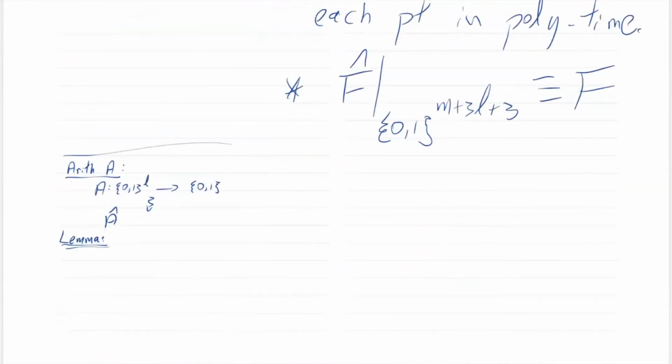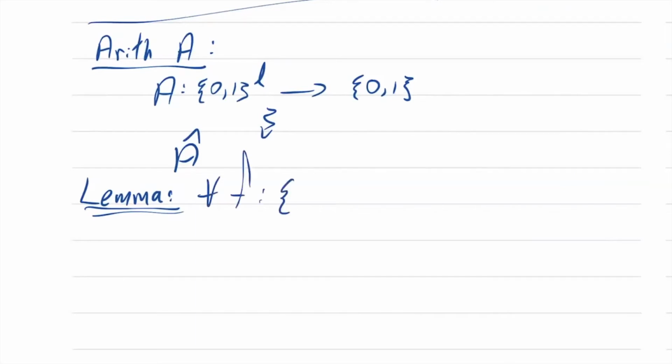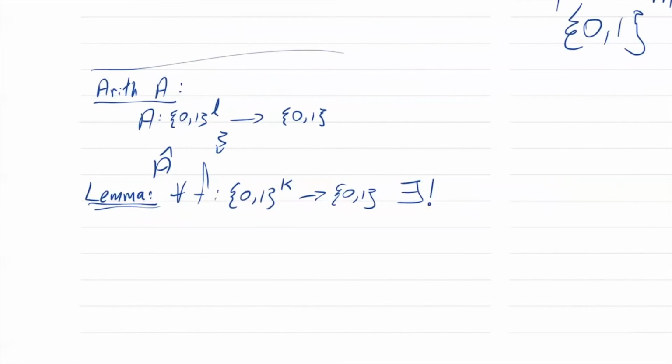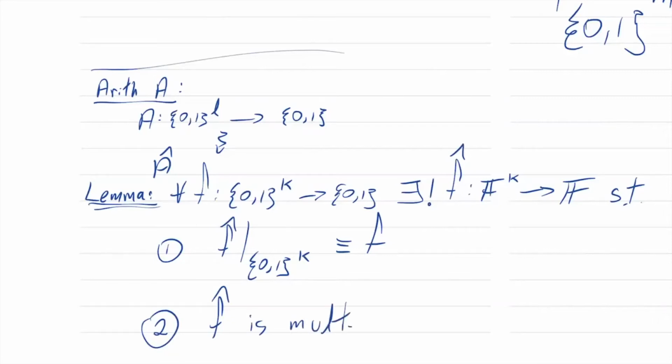For this, I need a simple lemma that says that if I have a function over Boolean inputs that has Boolean outputs, then there exists a unique extension of that function to a function f hat that will take values in the field and output values in the field, but will be the same as f on Boolean inputs. So the first property of f hat is that f hat on Boolean inputs will be the same as f. And the second property is that f hat is a multilinear polynomial.